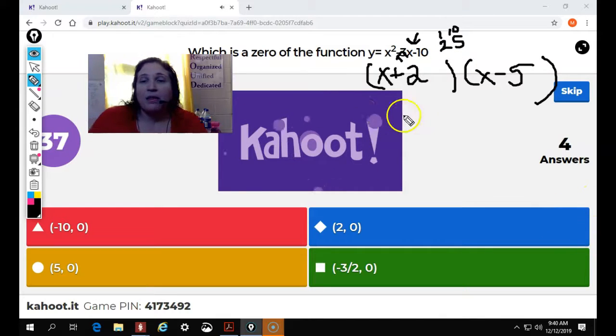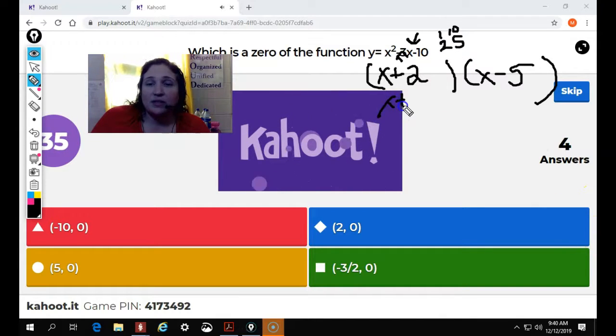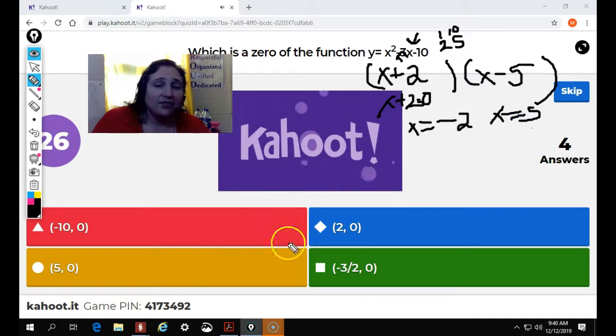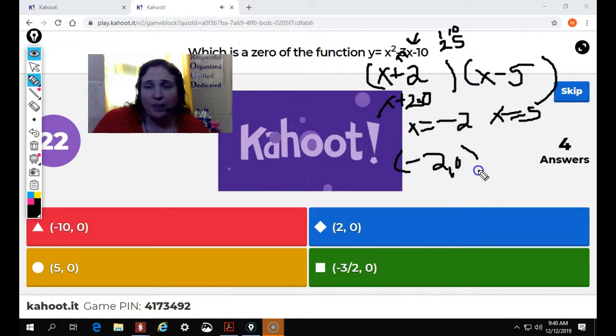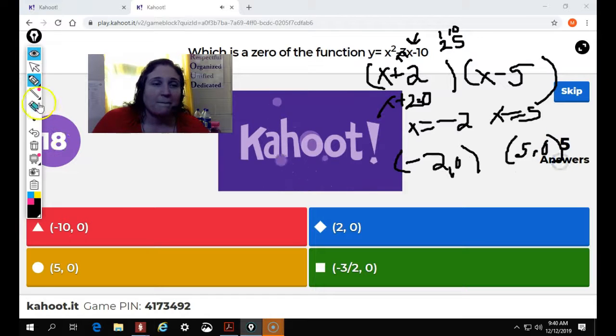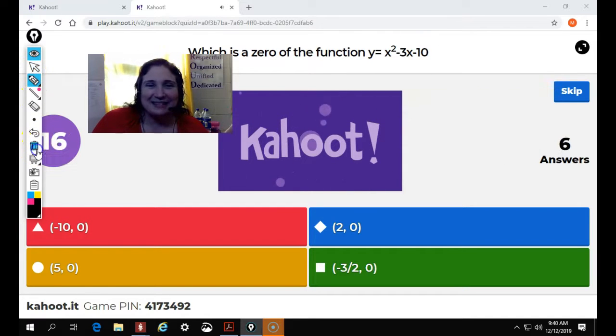Then you set each one of these equal to 0. So we've got x equals negative 2 and x equals positive 5. And then you just throw 0 at the end. So one is going to be negative 2, 0. And the other one's going to be positive 5, 0. And there you go. That's it.